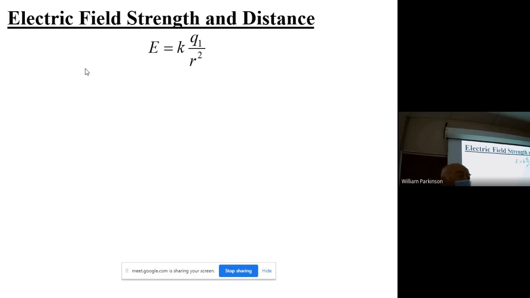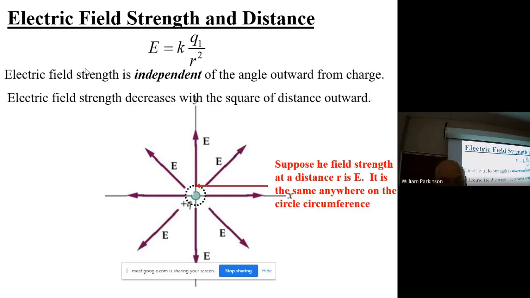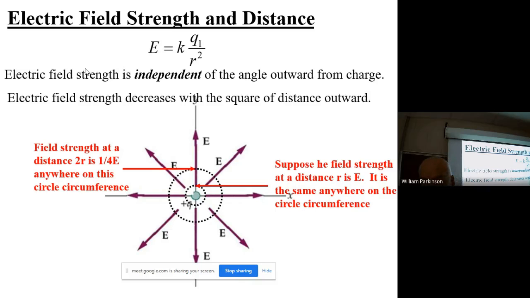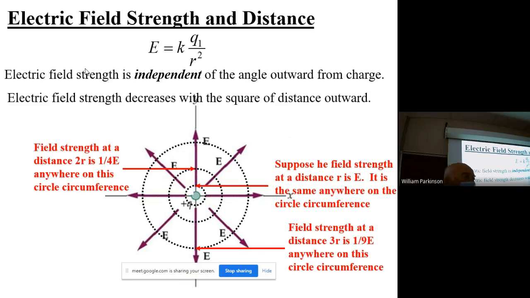So the field strength is just like gravity. The gravity field falls off inversely proportional to the distance squared. Double the distance, you have 1/4 the gravity. Triple the distance, 1/9 the gravity. You go 5 times as far away, 1/25 the gravity. If you go a distance r away, you get a field E. You go a distance 2r away, you get a field 1/4 E. If you go 3r away, you get a field strength of 1/9 E.